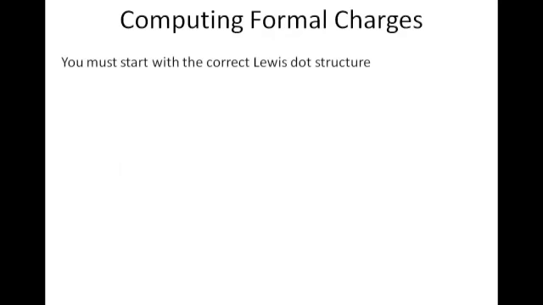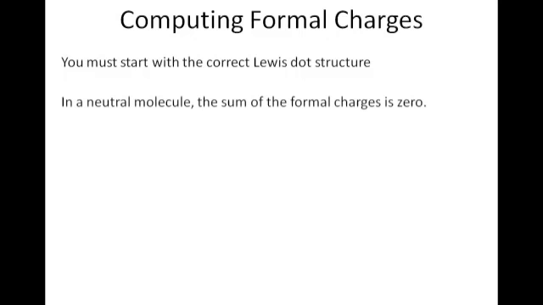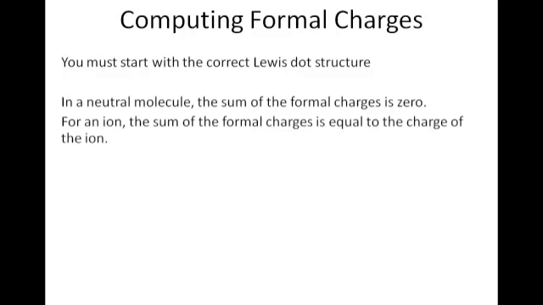Before we start, let's go through some of the steps. The first and most important thing is you have to start with the correct Lewis dot structure. This is why I'm including a few more Lewis dot structures in this video, because you must be proficient at drawing them. You should also note that if we're looking at a neutral molecule, the sum of those formal charges should be 0. Makes sense. If you have an ion, the sum of the formal charges should be equal to the overall charge of the ion.